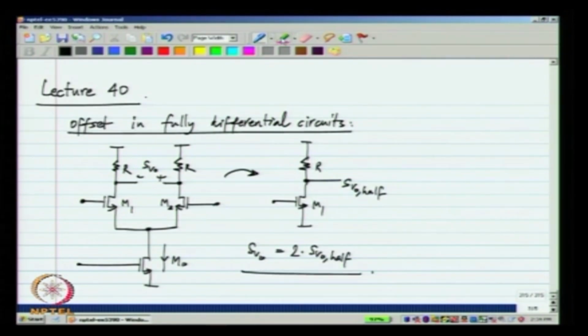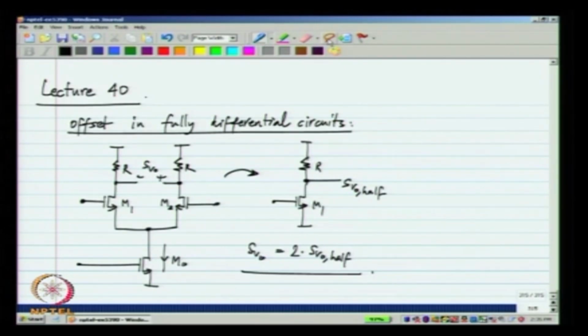Now, as I emphasized, the noise current of this resistor causes a certain output voltage here and there, and similarly this resistor will cause some voltage here and there and so on, but the net result is that you take the half circuit, do its own noise analysis and double the spectral density to get the output noise spectral density in a fully differential circuit.